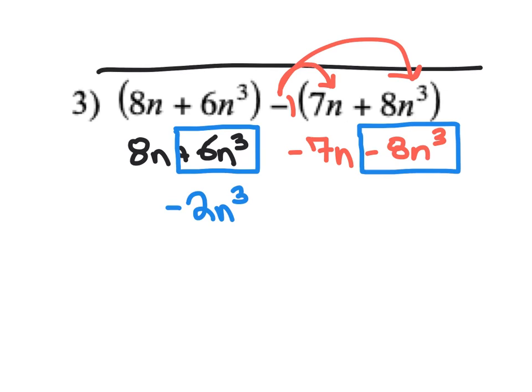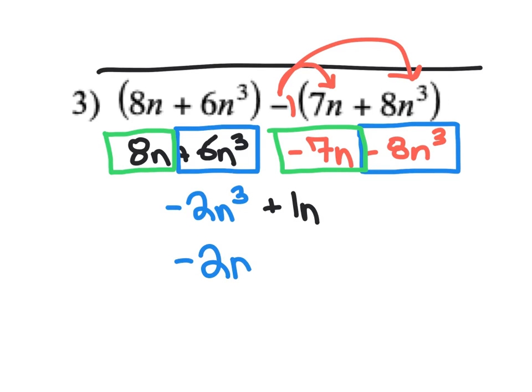And lastly, I'm going to add together my 8n plus my negative 7n. So I'm combining my like terms. 8 plus negative 7 is 1n, or just n. So it would be plus 1n, or I could just write that as plus n. So my final answer, when I've combined my like terms, is negative 2n to the third, which I got by adding these two together. And then I have plus n, which I got from adding 8n and negative 7n.